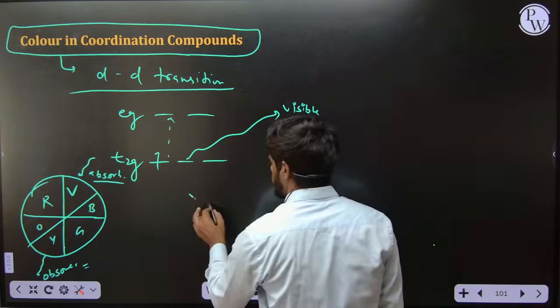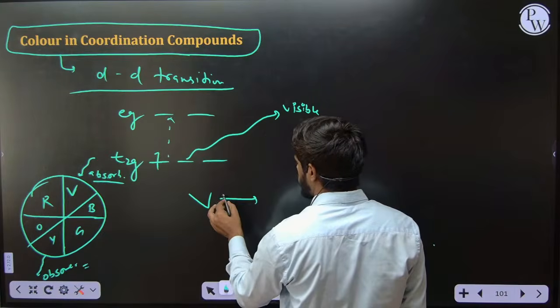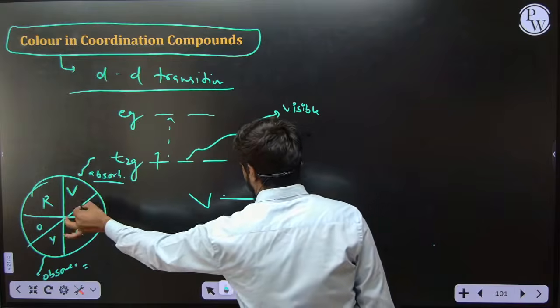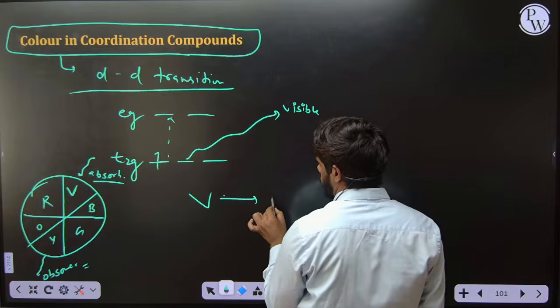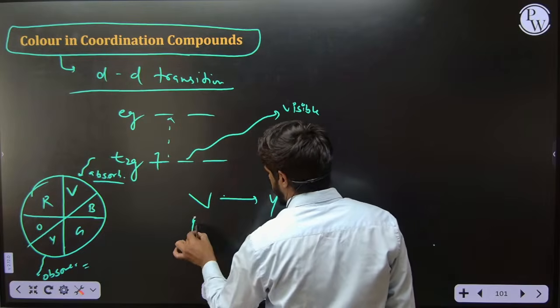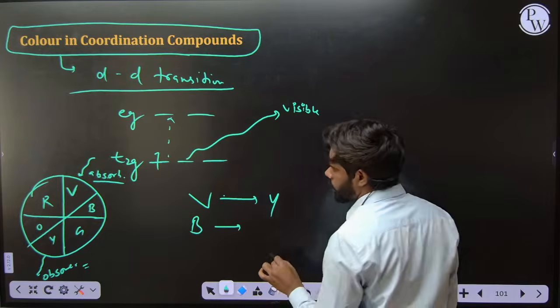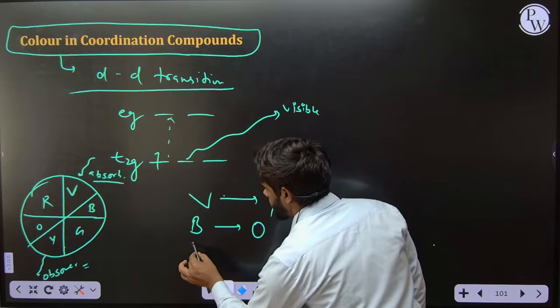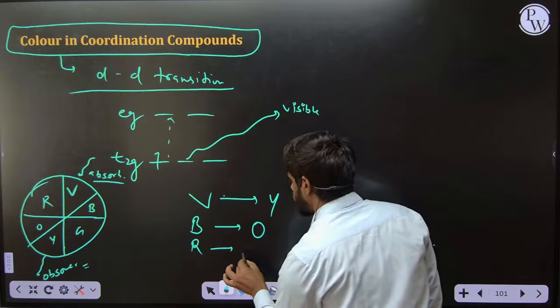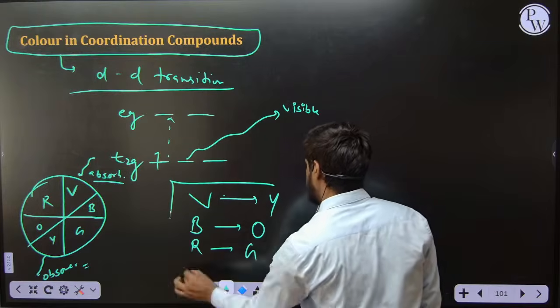So basically, if the absorbed color is violet, then the observed color will be yellow. If blue is absorbed, then orange will be visible, and if red is absorbed, then we can say green will be the visible color.